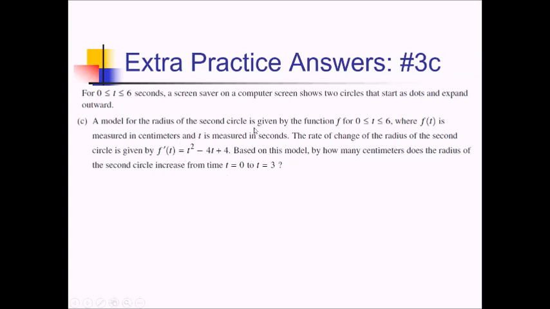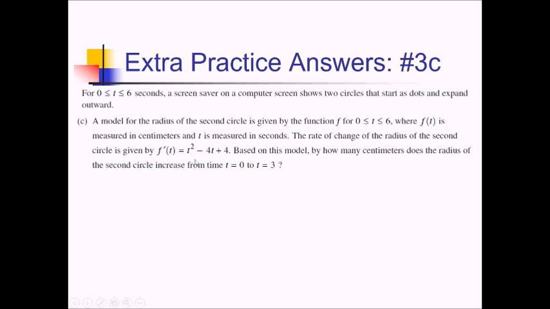For the final boss battle on this free response, we have a model for the radius of the second circle given by f. F of t, we don't know the exact function, but we do know f prime of t they're giving us. It's t squared minus 4t plus 4. Based on the model, how many centimeters does the radius of the second circle increase from time 0 to time 3? Well, we have the rate at which that circle's radius is increasing.